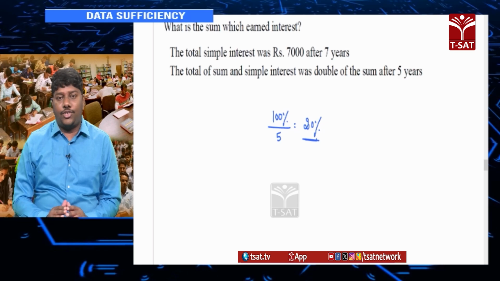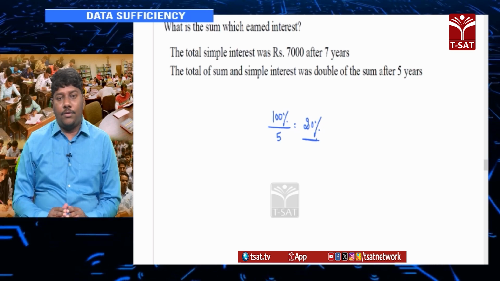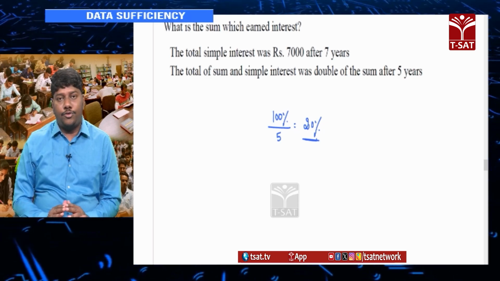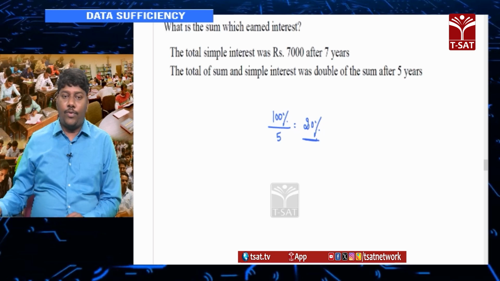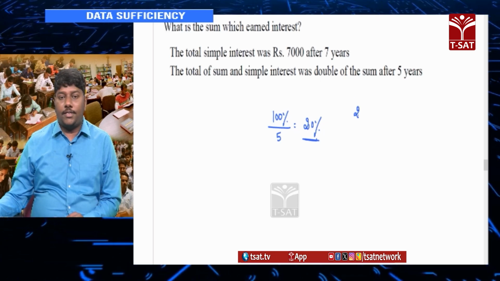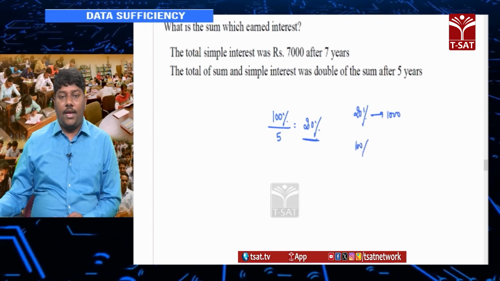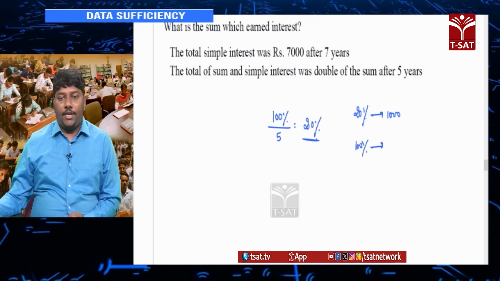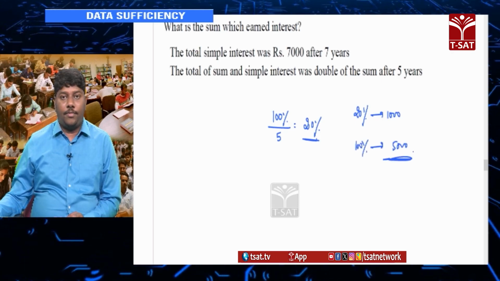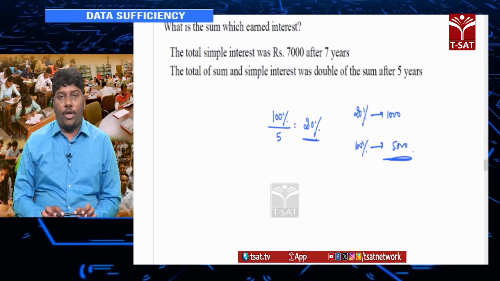Now let's combine and check it. If I combine, I know that in 1 year you are getting 1,000 rupees, and the rate is 20%. If 20% is 1,000 rupees, what is 100%? I actually don't need to find out, but it is 5,000 rupees, the principal. All you have to check is whether it is possible or not.